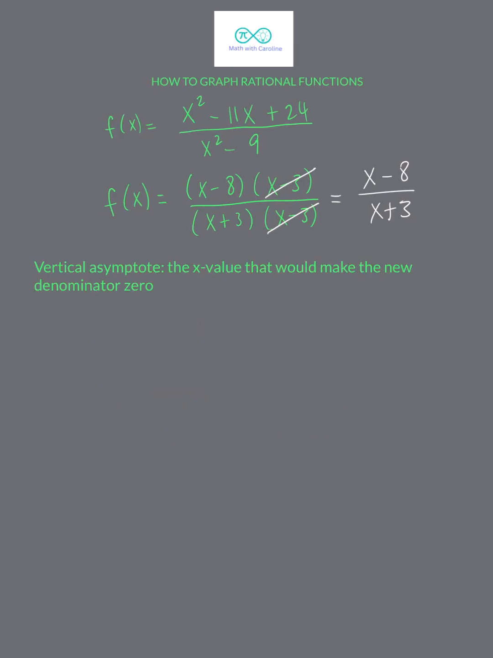Now let's solve for the vertical asymptote. The vertical asymptote is the x value that would make the new denominator 0. We've already solved this when we were doing the domain. So we know that x plus 3 would equal 0 when x equals negative 3. This is very important that you leave it in this format, because a vertical asymptote is going to be a vertical dashed line on your graph. So we really need this format, x equals negative 3, to show that that is the equation of a vertical line.